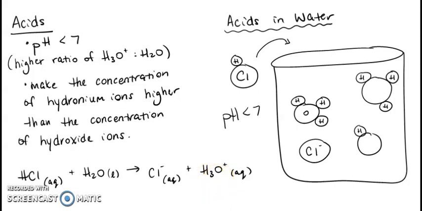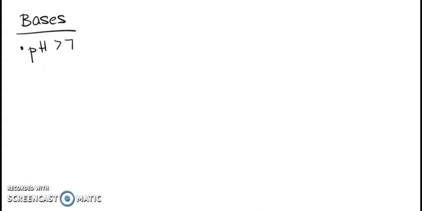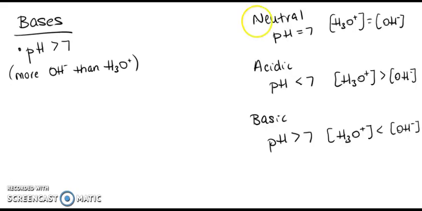What about bases? Bases have a pH greater than 7. This means that the substance has a lower number of hydronium ions, but in a more practical sense, we end up having more hydroxide ions than hydronium ions. Basically, with a neutral solution or substance, we have a pH of 7, and these two ions are equal. With something that's acidic, we have a pH that's less than 7, and the hydronium ions are more than the hydroxides. In a basic solution, it's the opposite. We have a pH that's greater than 7, and the hydroxide ions are greater than the hydronium ions.